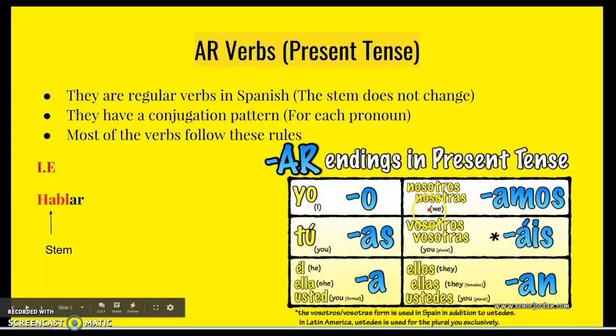Nosotros, nosotras, which means we. The ending part will be amos. Vosotros y vosotras, which is the plural way you say you, is ais. Ellos, ellas, y ustedes, which is they, but in fem for women. And you in plural is an.